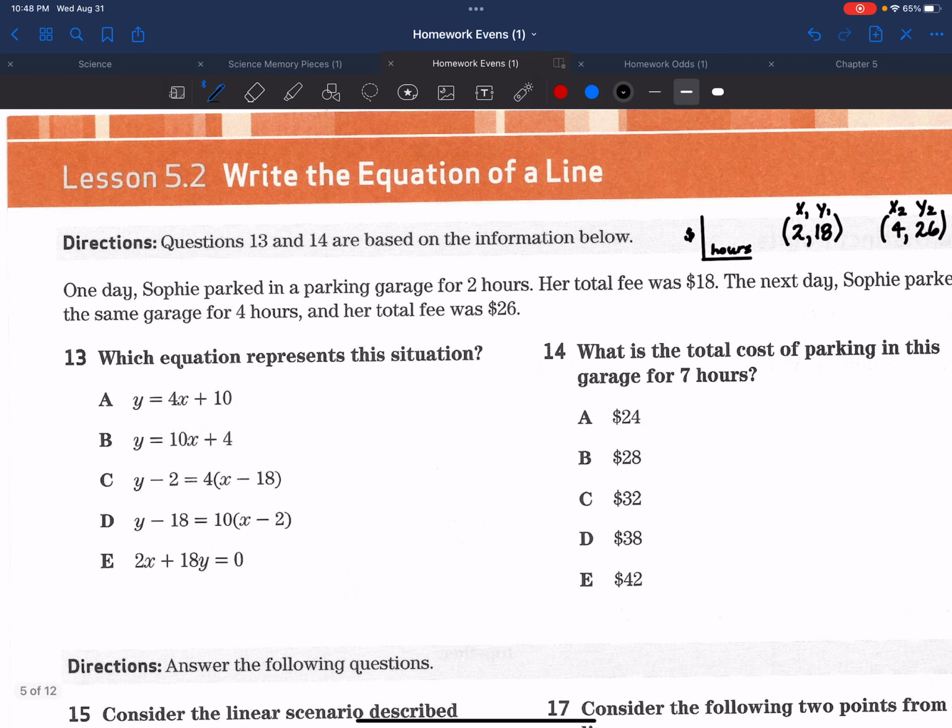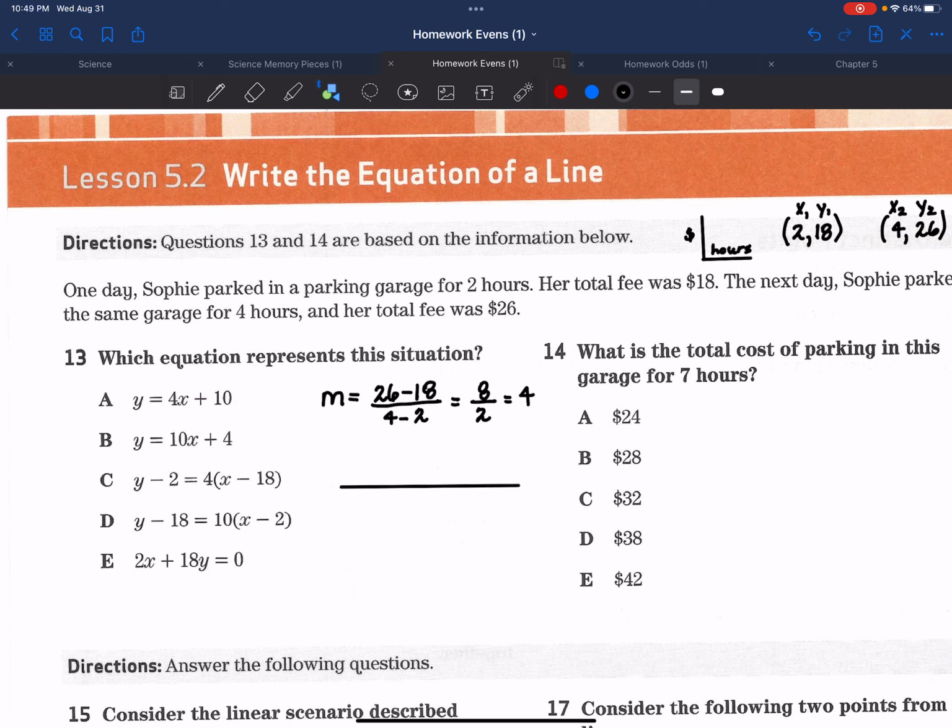So let's say slope is y sub 2 minus y sub 1 over x sub 2 minus x sub 1. So we have 26 minus 18, that's 8, and 4 minus 2 is 2, so slope is 4. I started to say slope is m. Slope is 4. Now once you have slope, you can do slope-intercept.